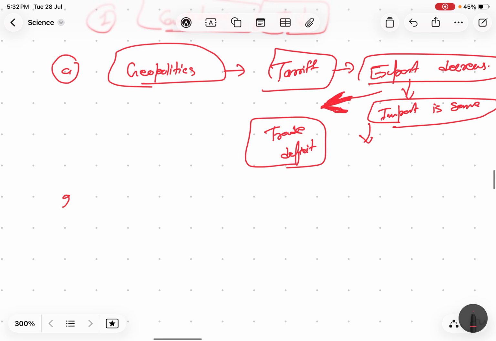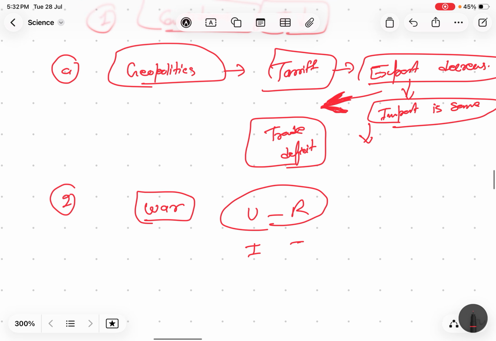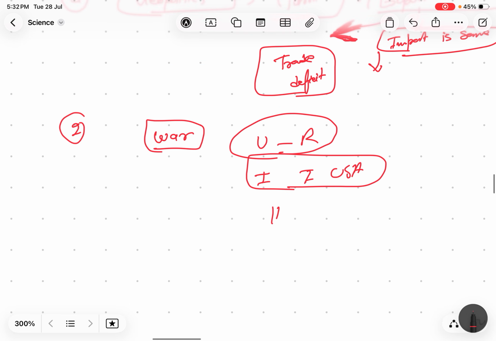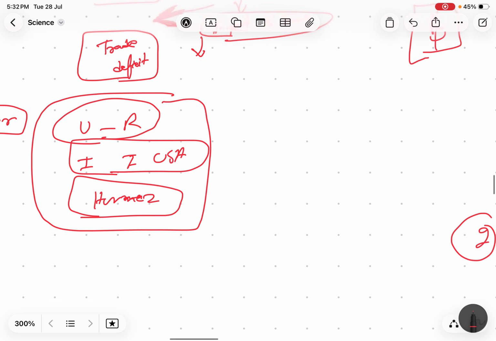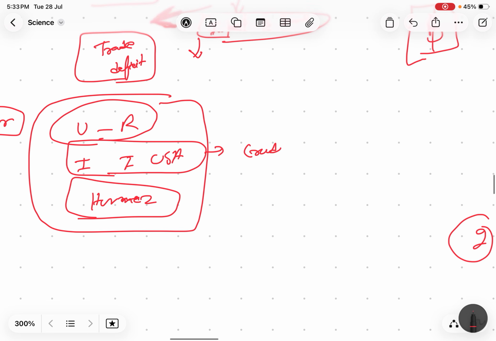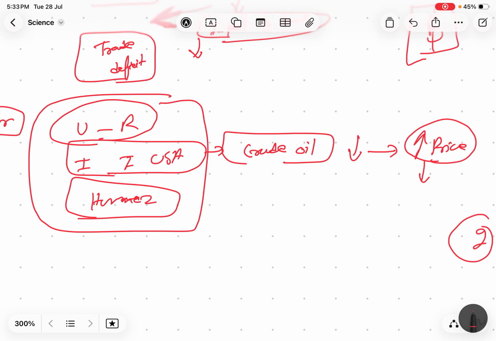And the second one is war. As you see, the Ukraine versus Russia war, and Iran, Israel, USA in the Middle East. And right now you see the Hormuz Strait, how it is blocked, because of which in India and other regions the crude oil supply has decreased, and because of which its price has increased.